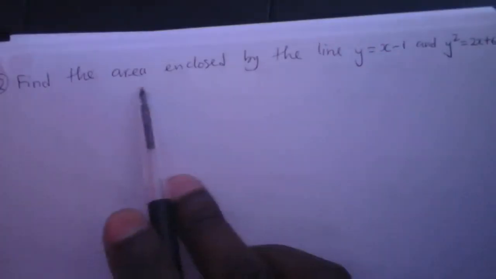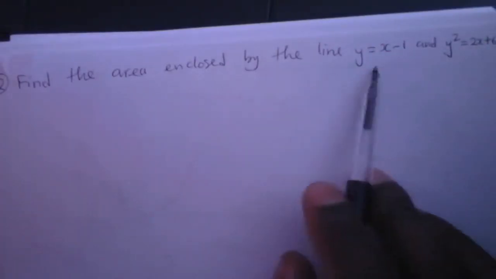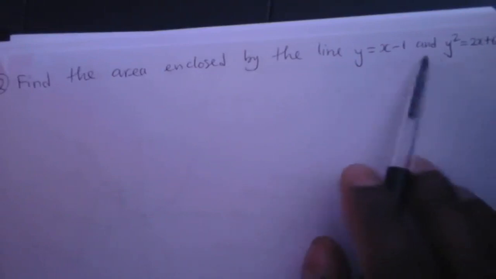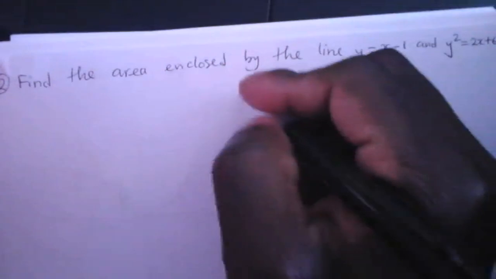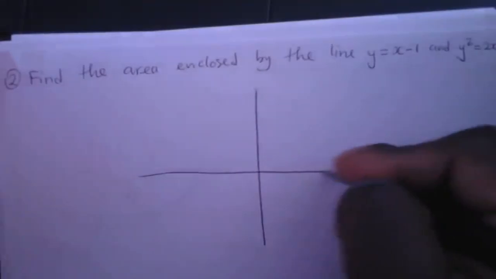Okay, we need to find the area enclosed by the line y equals x minus 1 and y squared equals 2x plus 6. So let's see what the sketch looks like.